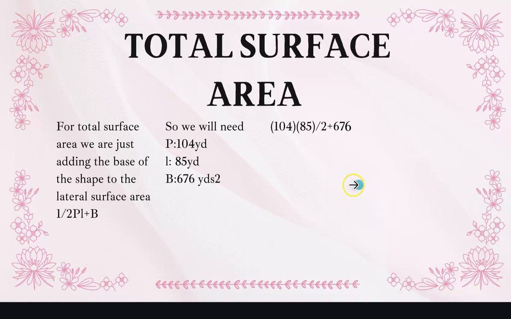We're going to start off by writing it like this. PEMDAS says that we're going to multiply first. So we're going to do 104 times 85 and then divide that by 2. We can do that all in the same step, which is 4,420, which is what we got for lateral surface area. And then we're just going to add the area of the base, which is 676, which will get you the total surface area of 5,096 yards squared, because area, you square it.